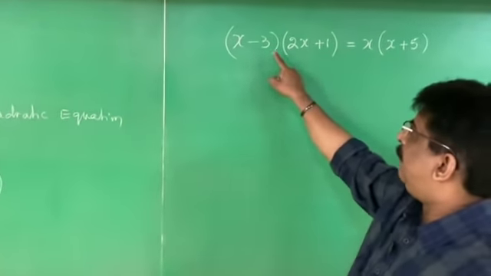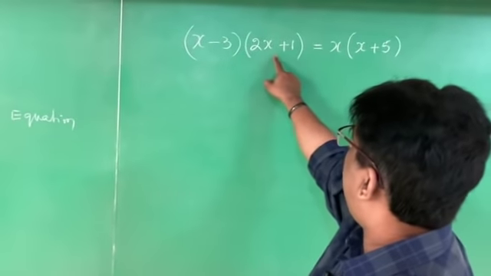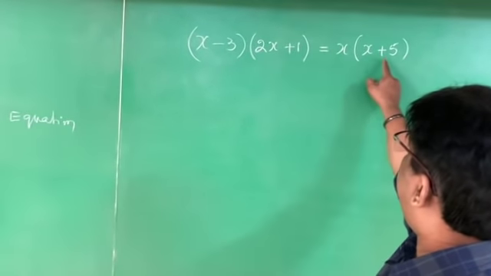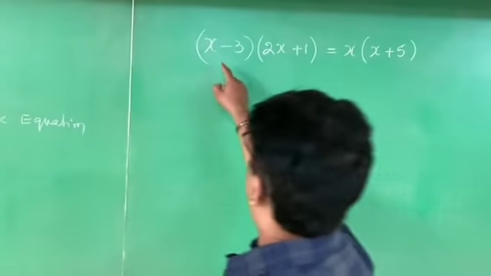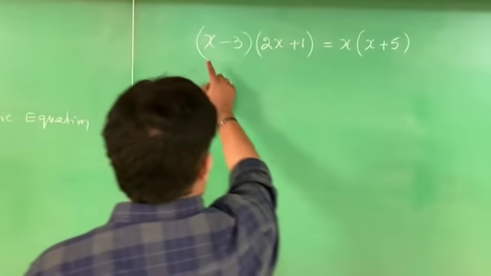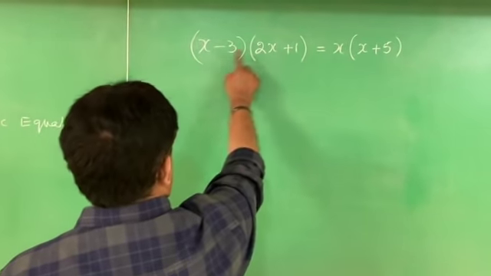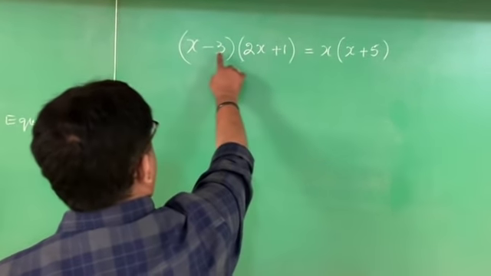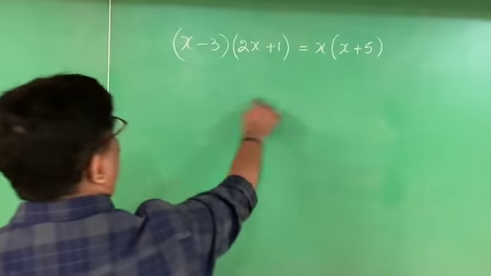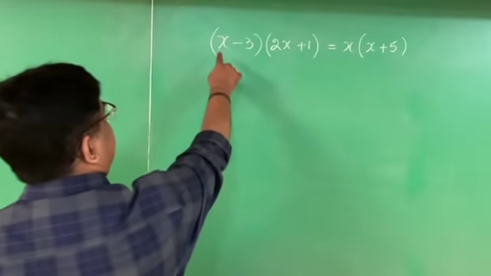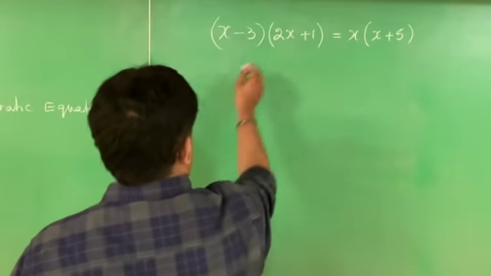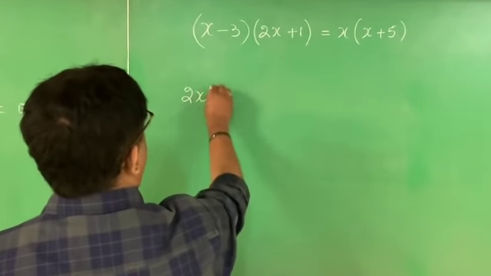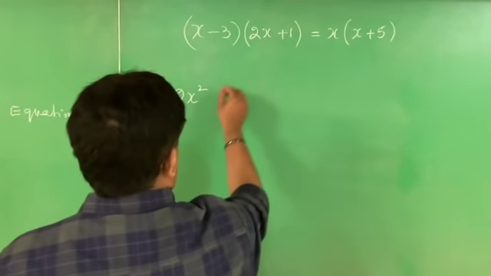It is a binomial into binomial, and this becomes monomial into binomial. Now I multiply binomial into binomial. First term, first term; first term, second term; second term, first term; second term, second term. I should get 4 terms here. First term and first term, x into 2x, 2x². x into 1, plus x.